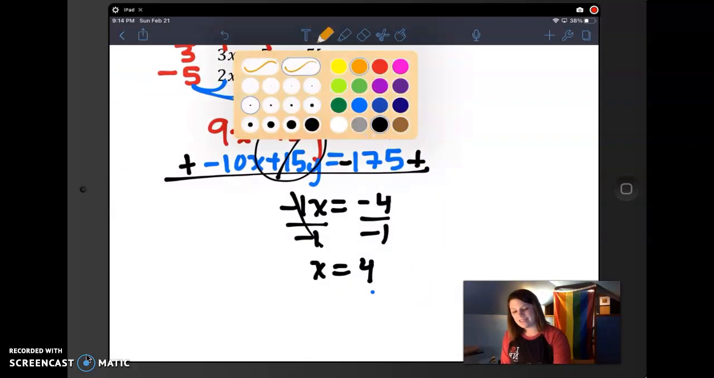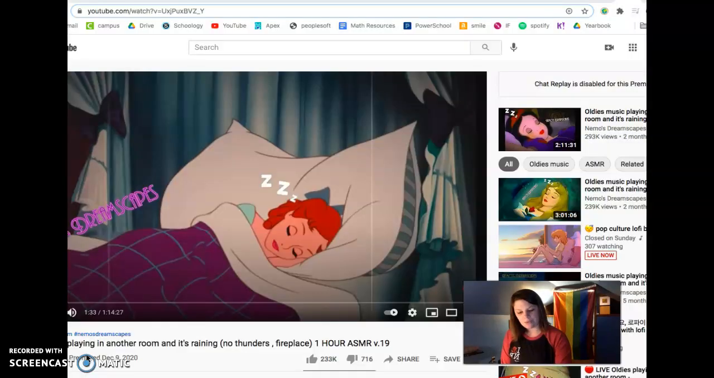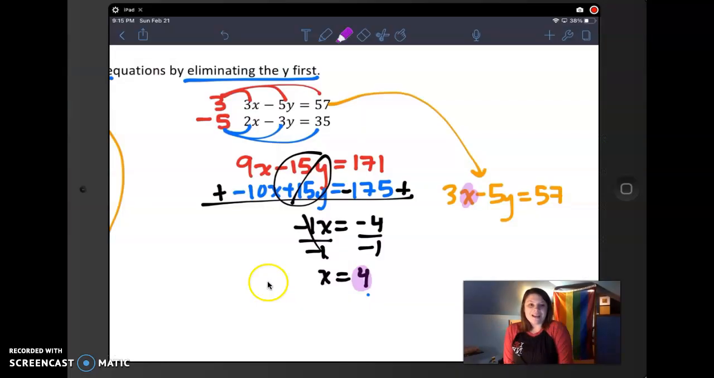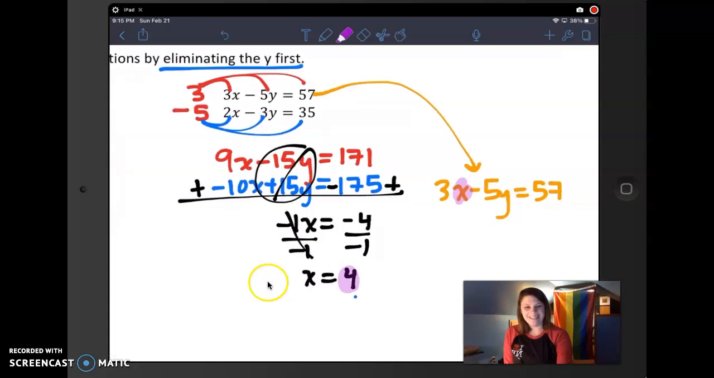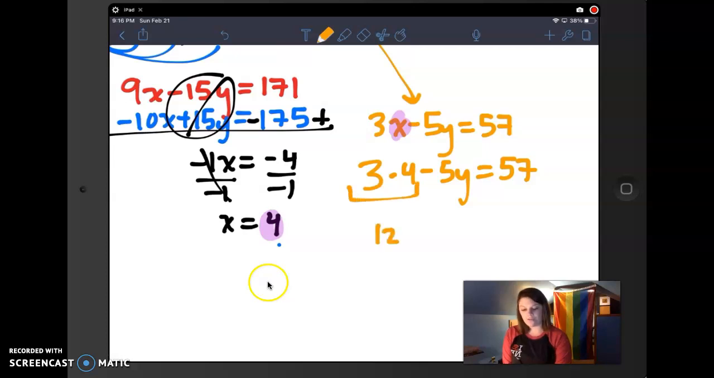Okay, last step here is just to take this top equation, 3x minus 5y equals 57. We're going to replace the x with 4. And I'm back. Little glitch there. Okay, so we're going to replace the x with a 4. 3 times 4 minus 5y equals 57. 3 times 4 is 12.